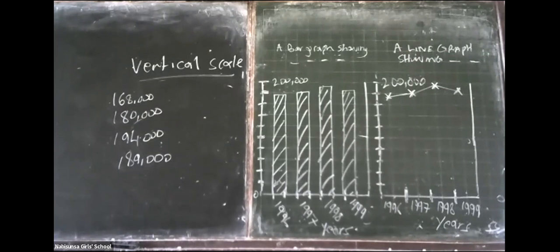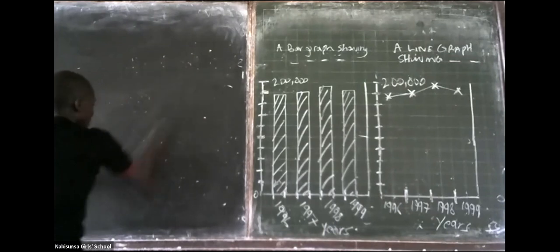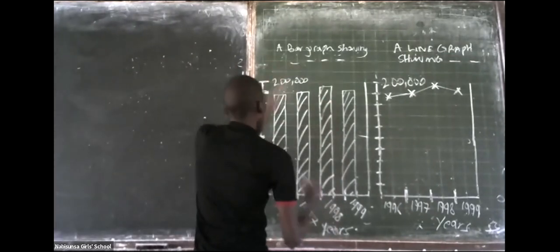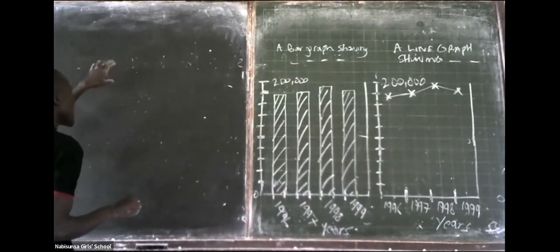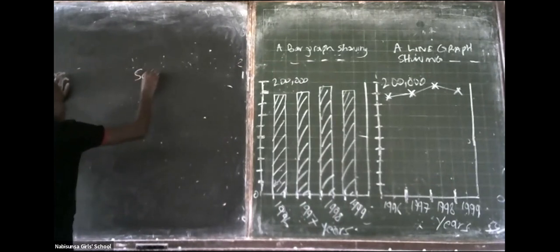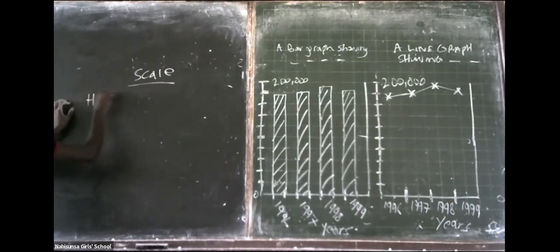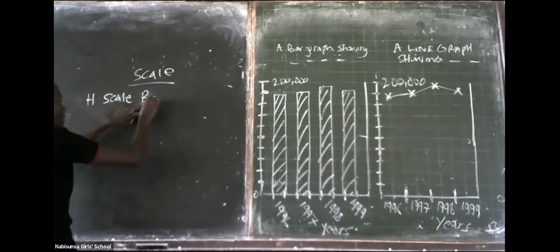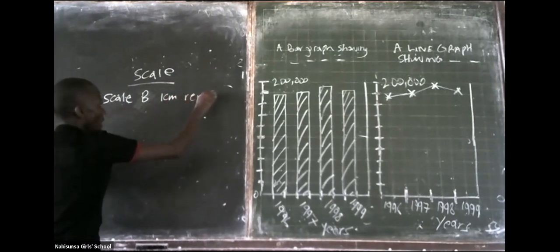Yes, teacher. But people listen, don't forget to write on your graph paper. Either it can be after the title or it can be down. But make sure that you put there the scale. For the scale, you write and say scale. You tell us horizontal scale is what? The horizontal scale for the bar graph is 1 centimeter with 1 year.